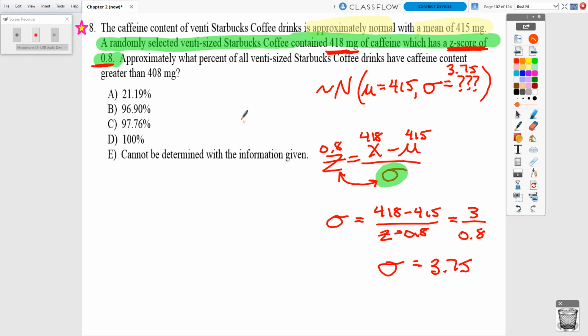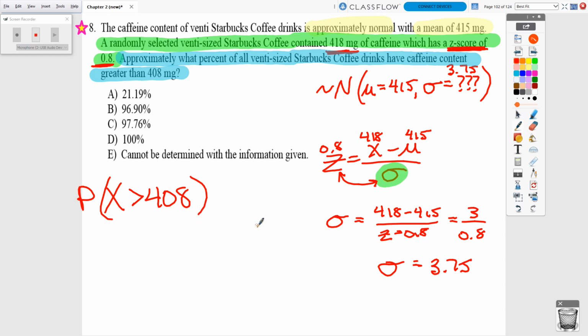So now, maybe we can actually answer the question that they asked. Approximately what percent of all venti-sized Starbucks coffees have caffeine content greater than 408? So let's let X represent caffeine content. We want all the values, all the coffees that are greater than 408. So really they're asking us to figure out what is the probability or the percent that we would have coffees that are exceeding 408 milligrams. Well, now here's where we can shine with the normal CDF.